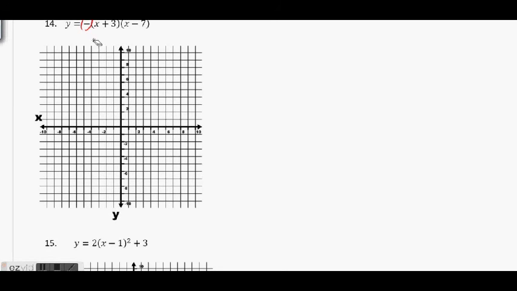So -3 up to, oh, excuse me, it's not the vertex, it's the intercepts. -3, and then, let's see, 2, 3, 4, 5, 6. Alright, there's 7. Now we need to find the middle, because this is going to be our line of symmetry. We need to find the middle. So this is going to give us the x-coordinate of our vertex.